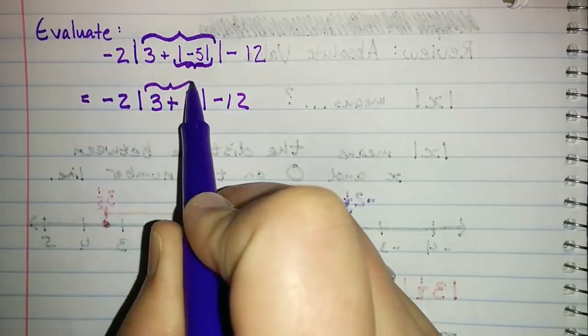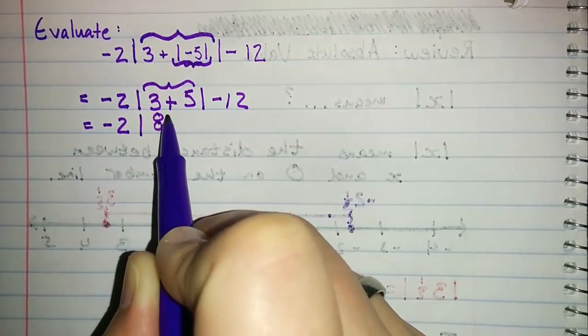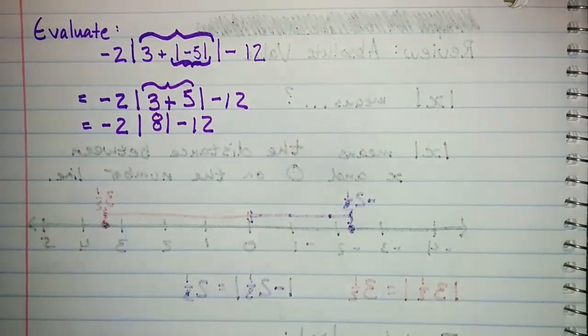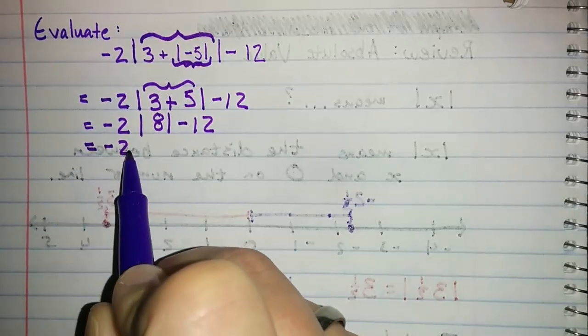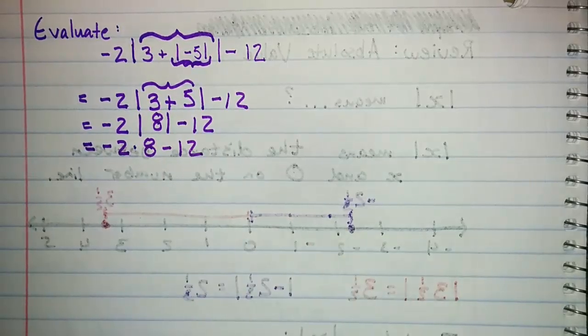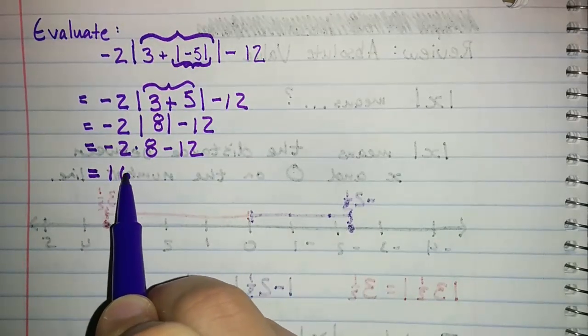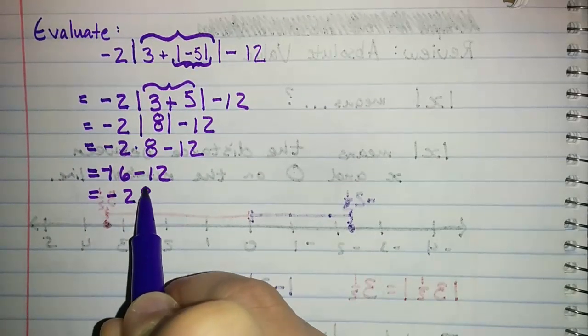So now I'm going to do this arithmetic. Negative 2 times the absolute value of 8 minus 12. The absolute value of 8 is just 8. So I'll have negative 2 times 8 minus 12. No more grouping symbols left now. So I think I should do multiplication and then subtraction. Negative 2 times 8 is negative 16. Negative 16 minus 12 will be negative 28.